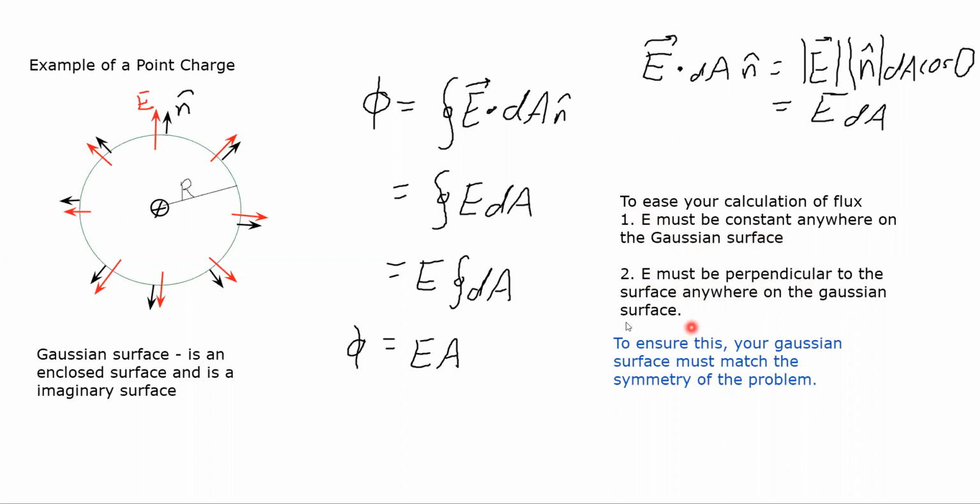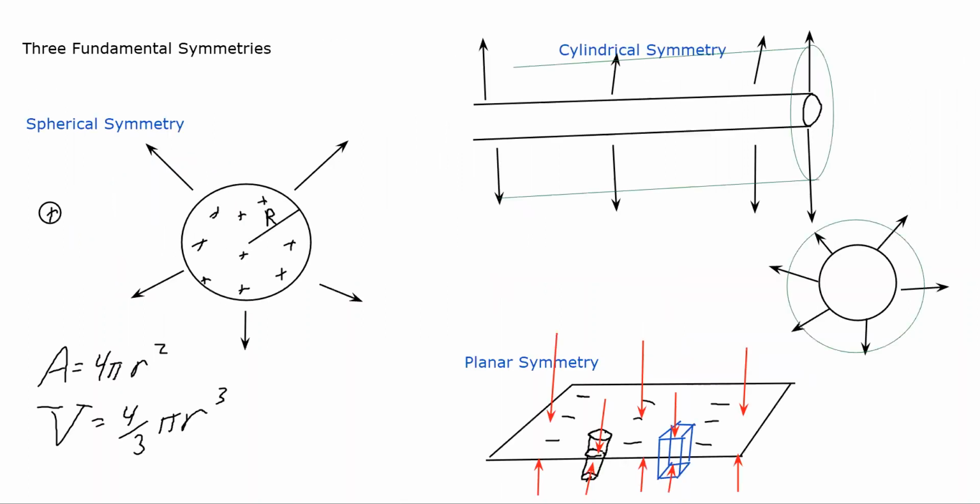Okay, so we pretty much do this by picking the right symmetry. All right, we got to choose the right symmetry for the problem. If we do that, that simplifies this integral here for flux to just EA. Okay. So that's our goal, and so let's do our first example.